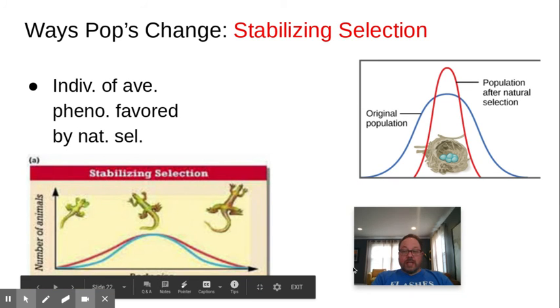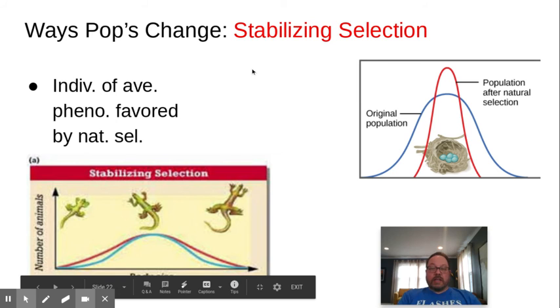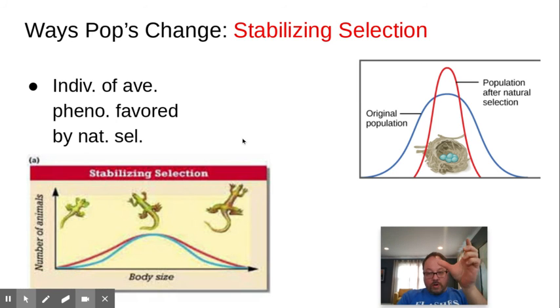In the case of stabilizing selection, that tends to favor individuals who are in the median or the average. So here, in the case of lizards, if you're too little, you're too slow to get away from predators. If you're too big, well, you're too easily spotted by predators. So, Goldilocks example, just right. Or, yeah, three bears, the porridge is just right. Anyway, medium body size for the lizards tends to be favored by natural selection in that instance.